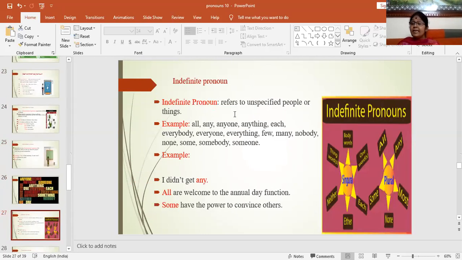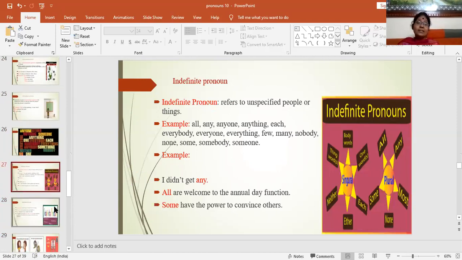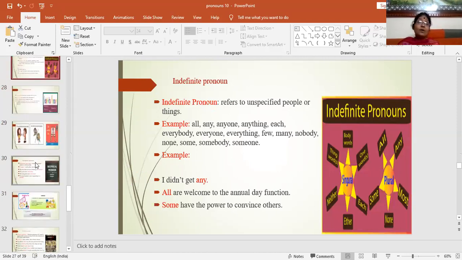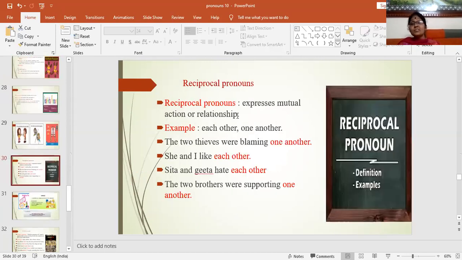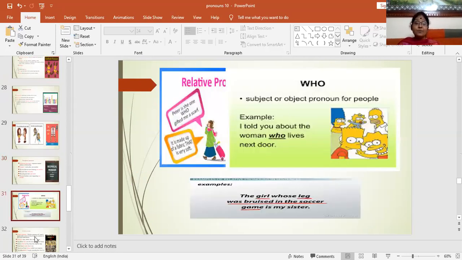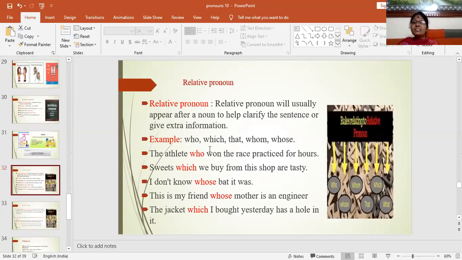Then we have indefinite pronouns, which refer to unspecified people or things, right? Then the last one is reciprocal, where you express mutual action or relationship. And then we have relative pronouns, which give us additional extra information. So we have learned all about pronouns. I hope you have understood.